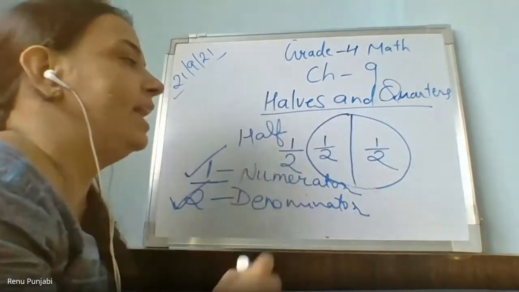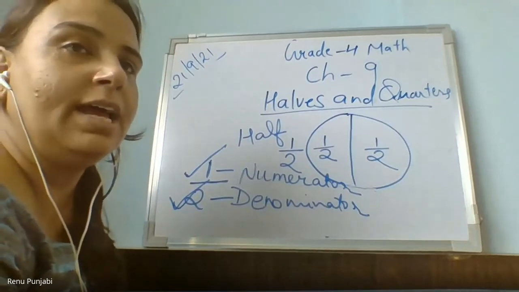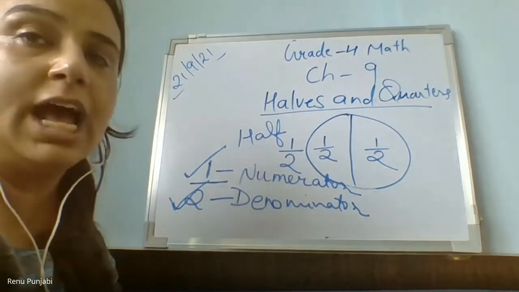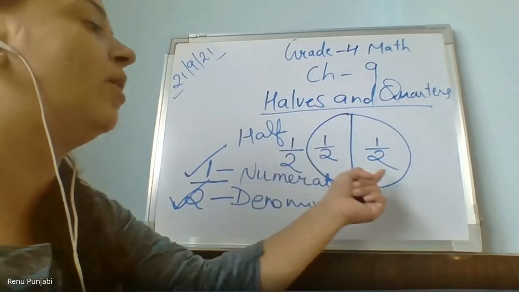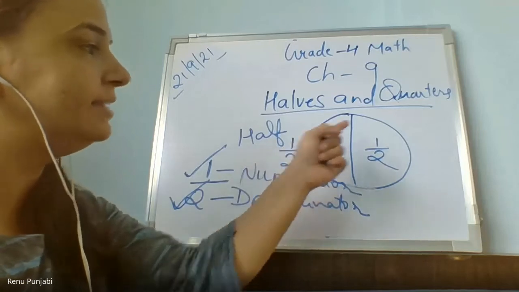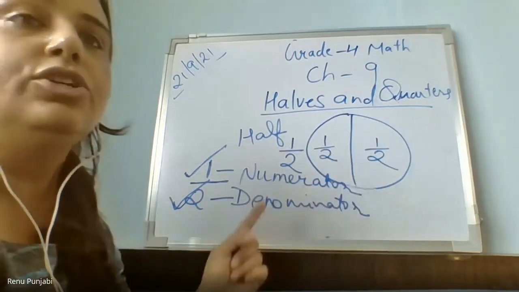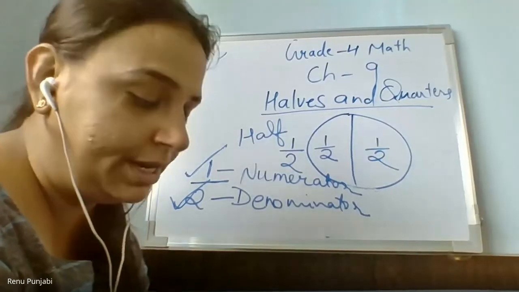Suppose there were 2 friends, Reena and Sheena, and I had a pizza and I have to divide it between Reena and Sheena. So each one will get 1 upon 2 part. It means Reena gets 1 part out of the total 2 parts, and Sheena will also get 1 part out of the total 2 parts. Yes. The total will always be the denominator.